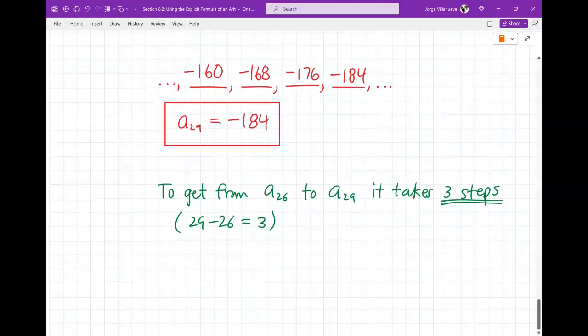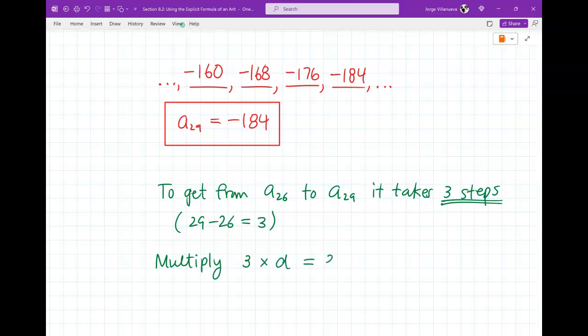3 steps. Then multiply 3 times d, which would be 3 times negative 8, which is negative 24. Okay? Add that number to your first number they gave you. Okay? They gave me, what was my first number? Negative 160? So add negative 160 plus negative 24, and that equals negative 184.